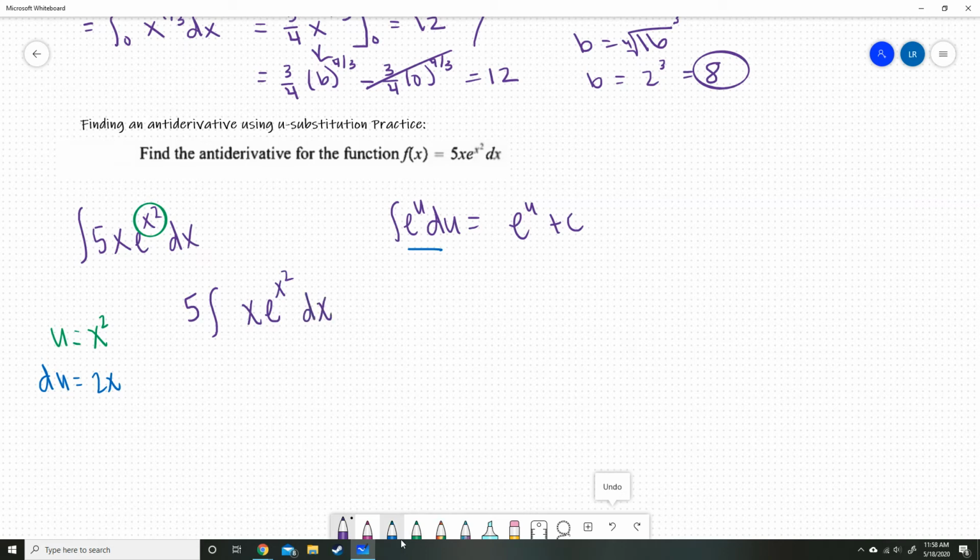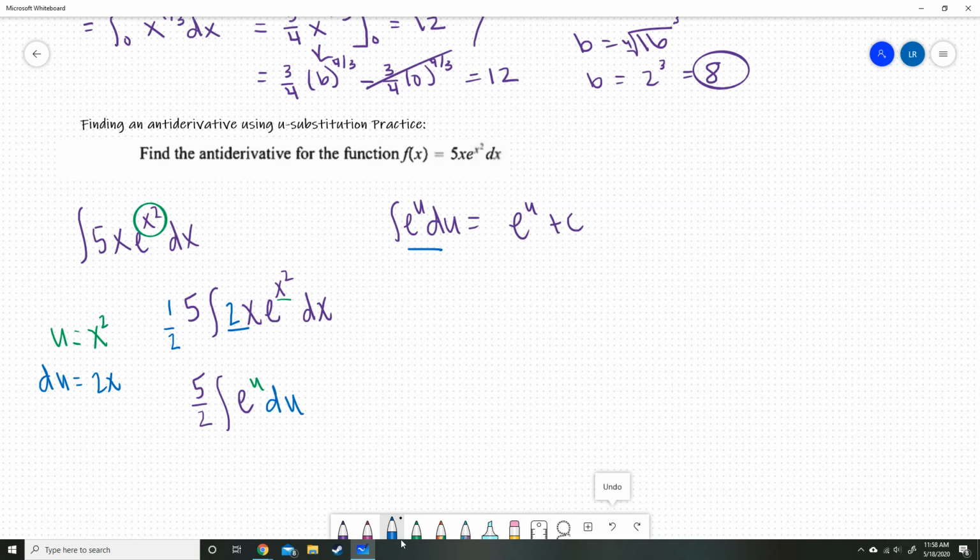dx. Well, I need to have a 2x here. So if I add a 2 here, I would have to add a 1/2 here because 1/2 times 2 is 1. Therefore, I have not changed my equation at all. Now what I notice is that I have du and I have u. So I could rewrite this equation as 5/2 e to the u du.